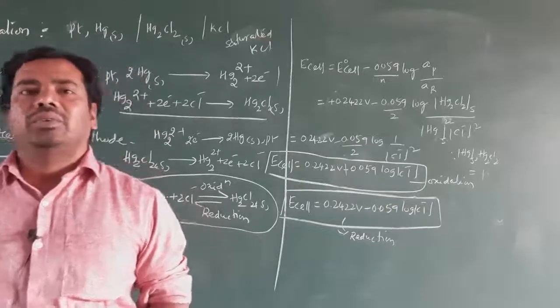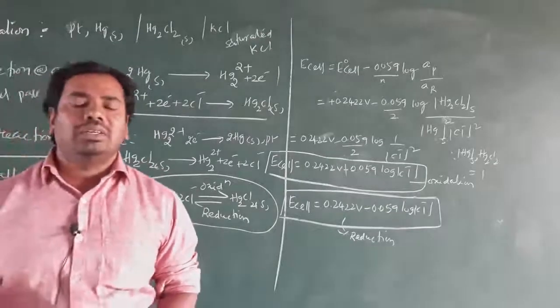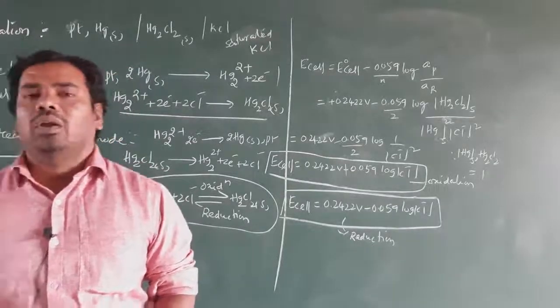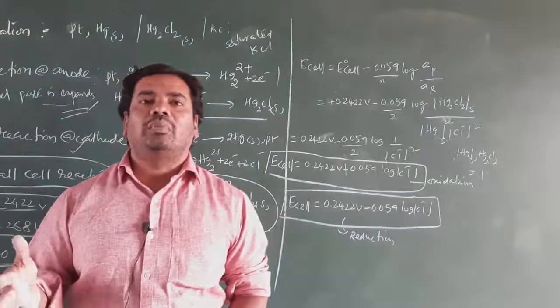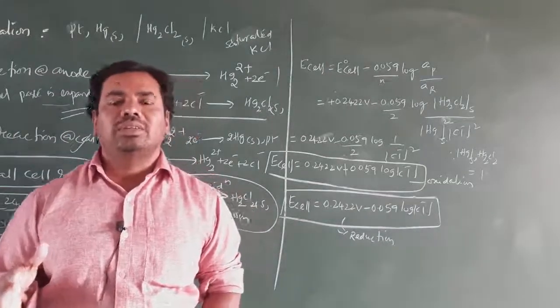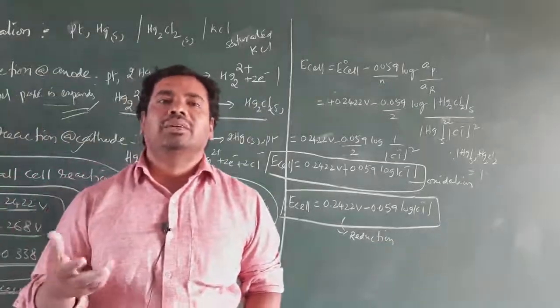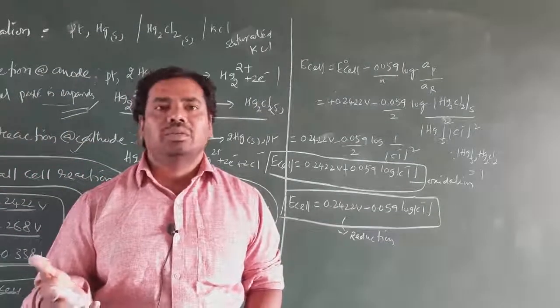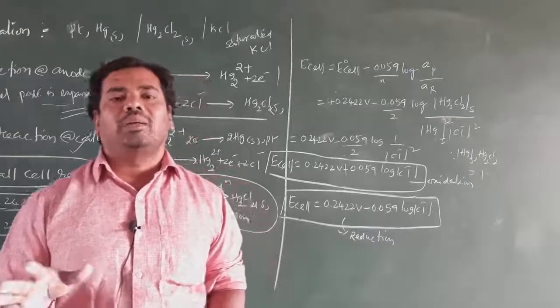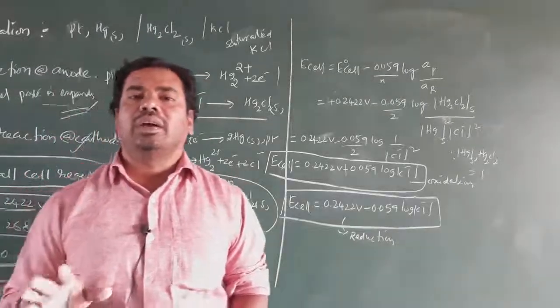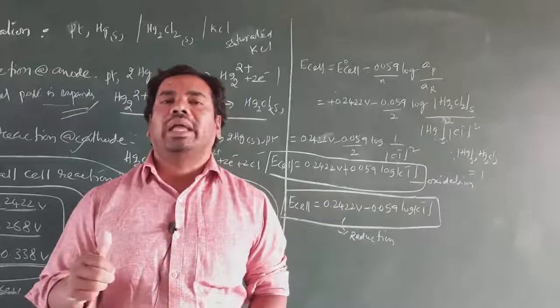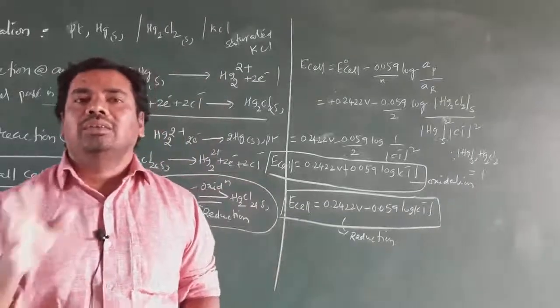Carrying the calomel electrode is very easy, and it is low cost and easy to operate. The only drawback is that when it is broken, the mercury comes out, and mercury is a very toxic metal. That is the only drawback, but overall we are getting accurate results by using the calomel electrode rather than the hydrogen electrode.